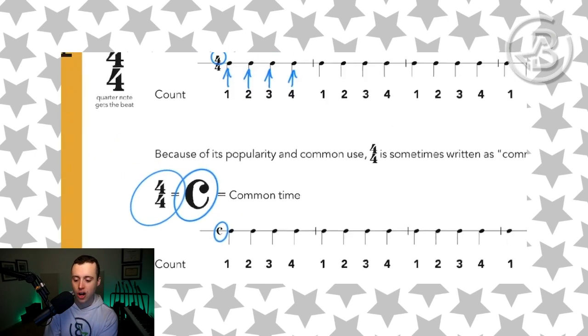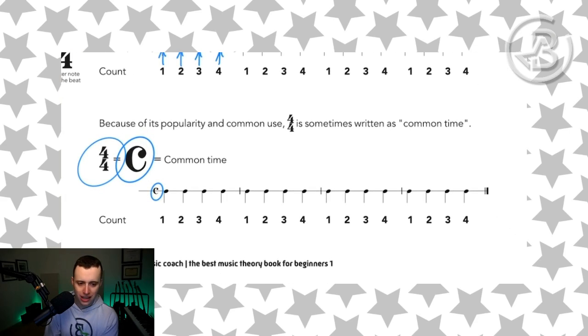And sure enough, we can see that there are 4 beats or 4 counts in every measure. That's our top number. And to agree with the bottom number of the time signature, we have 4 quarter notes in every single measure, and each quarter note is lining up with a beat or a count.